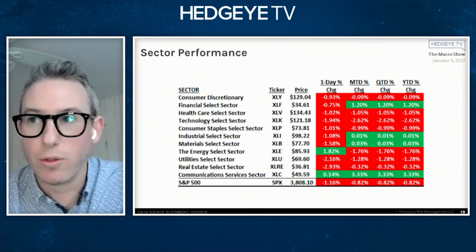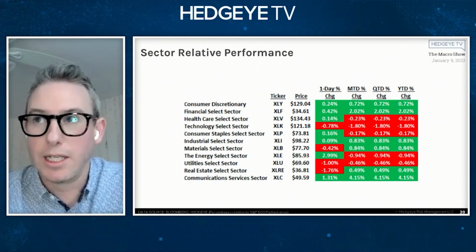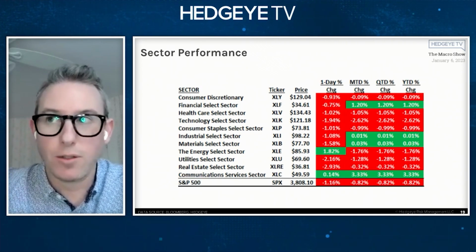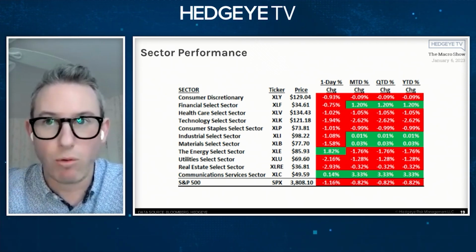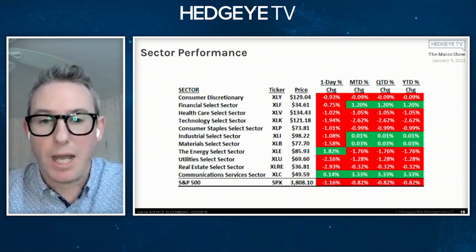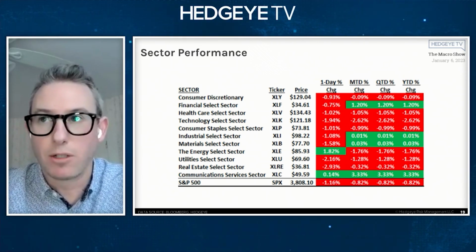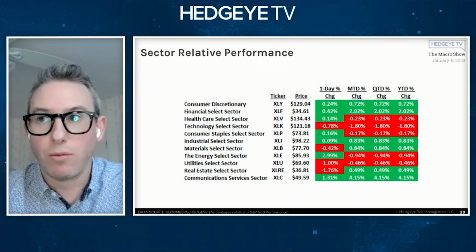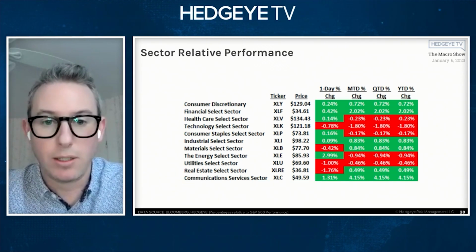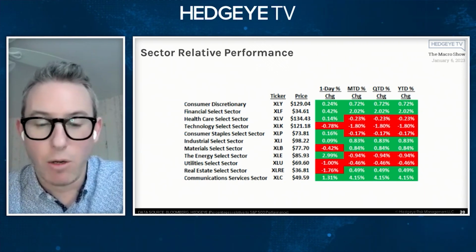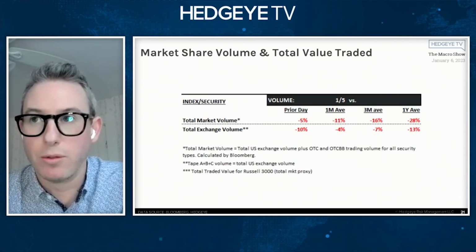So we go through the US sectors, and again, this is 1 day, month to date, quarter to date, year to date. So these are important timeframes, right? You're going to see repetition here in terms of the timeframes that are important and impactful. So here's the sector performance. Then we do it on a relative basis, reviewing how within the U.S. sectors, things are outperforming or underperforming compared to other sectors.